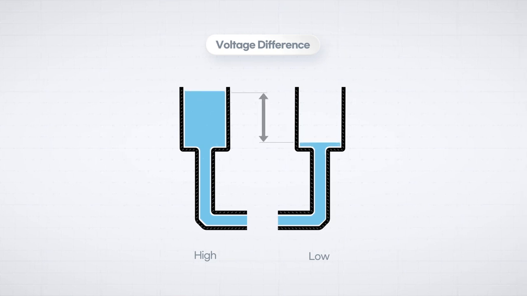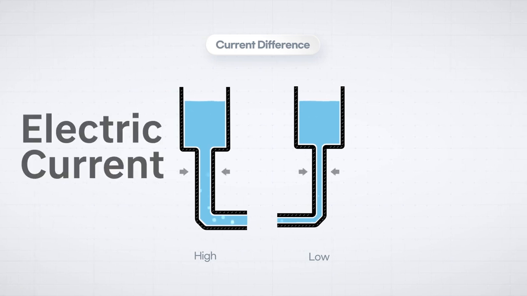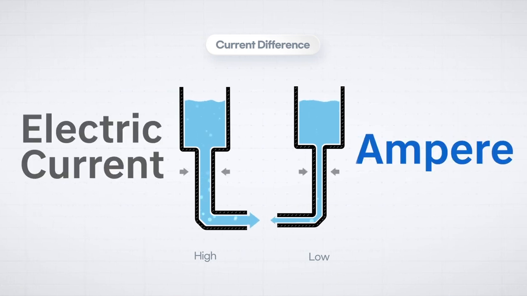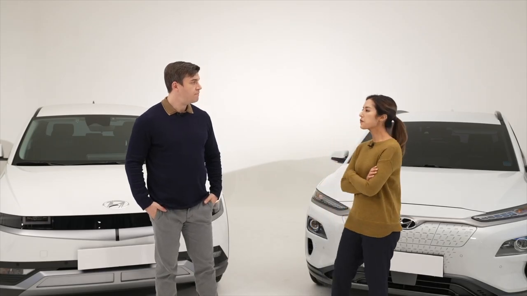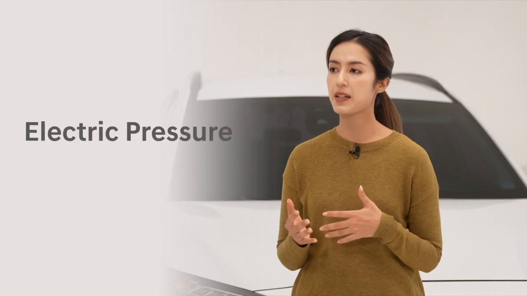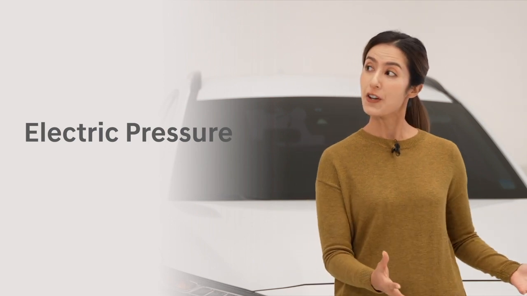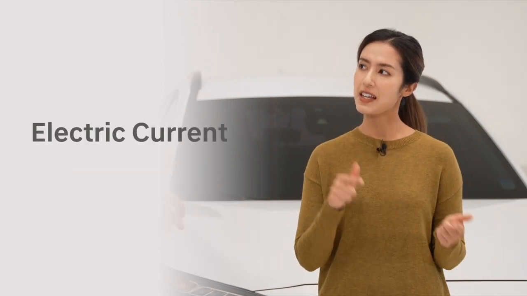Just as the higher water pressure enables a greater flow of water, a wider pipe will also increase the water flow. Right? So think of electric current or amperes as the area of the cross section of the pipe between the two tanks. Okay, so if you want to increase the electric power, you can either increase the electric pressure, the volt, or the electric current, which is the ampere.